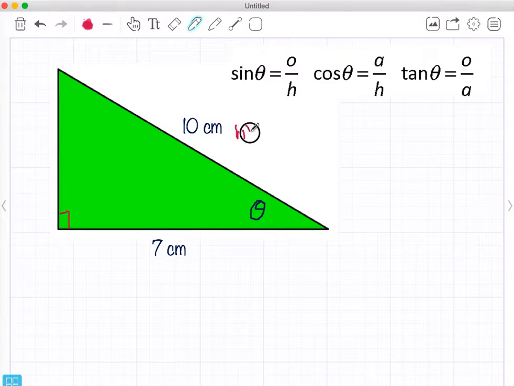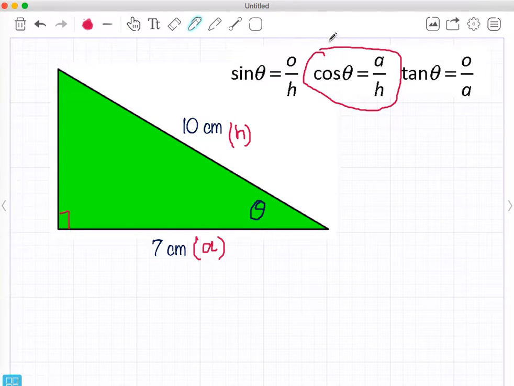it's across from the right angle, and this one is next to or adjacent to the angle. So we're going to make that A. A and H, which one of these uses A and H? It's cosine. So I'm going to pick cosine, and I'm going to fill in the information, which is cosine theta equals 7 divided by 10.